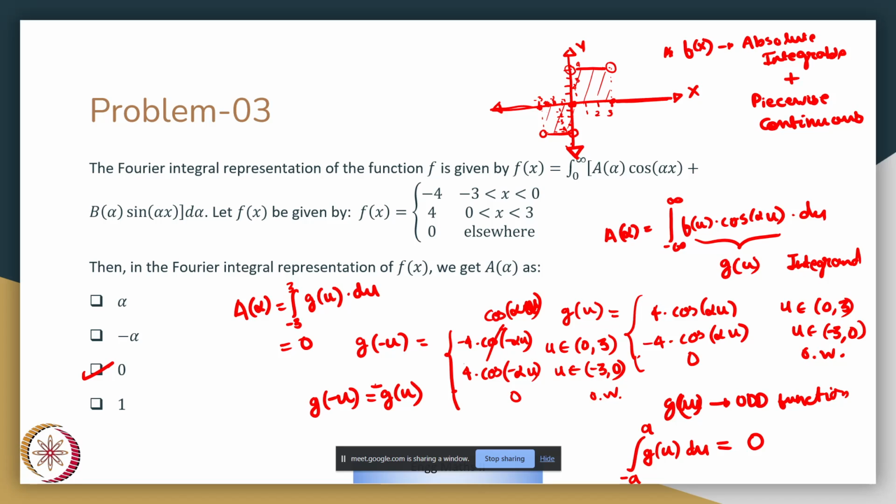So what these last two problems essentially help us understand is that if the function f of x is either even or odd, we can utilize the simple observation that one of the integrands, either a of alpha cos of alpha x or b of alpha sin of alpha x, would have an odd integral, and that would mean one of those terms would cancel out, making the rest of the computations easier.